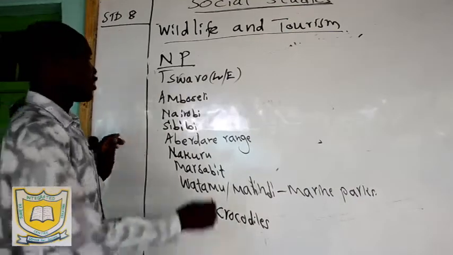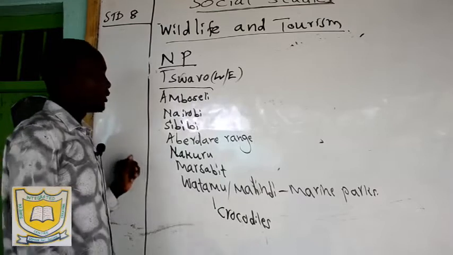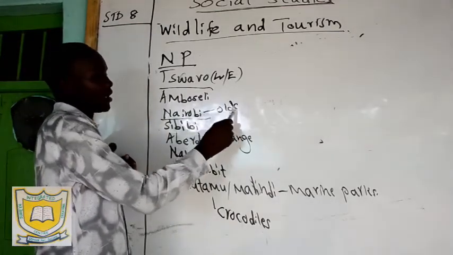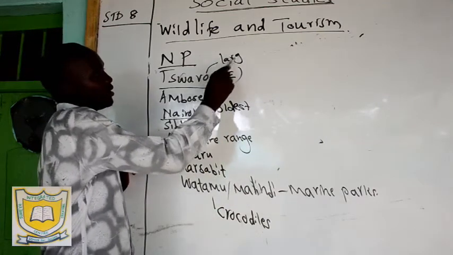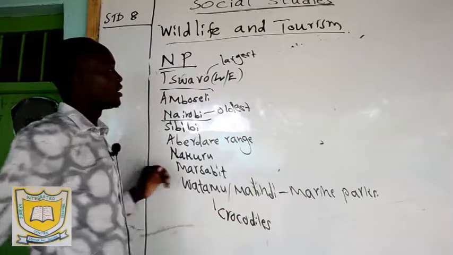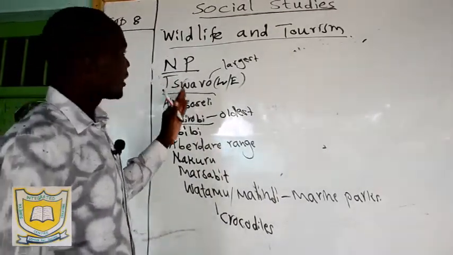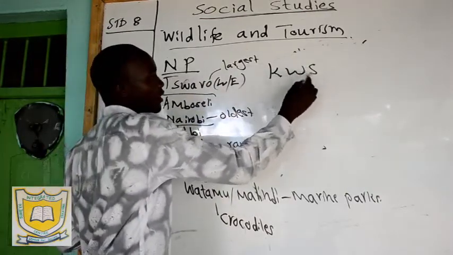The largest national park is this one, Tsavo. Then we have also said that the oldest national park is here. It's called Nairobi. So these are the major game parks in Kenya. And we have said the game parks are managed by the KWS, Kenya Wildlife Service.